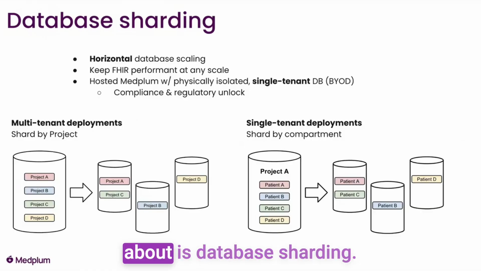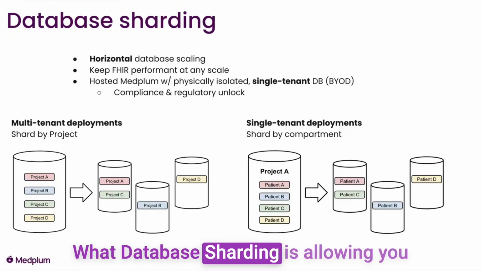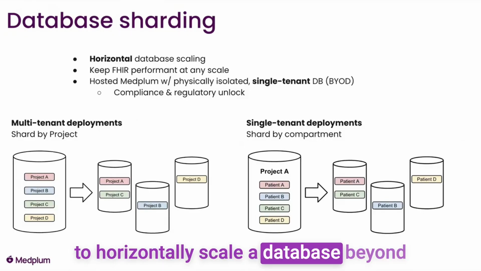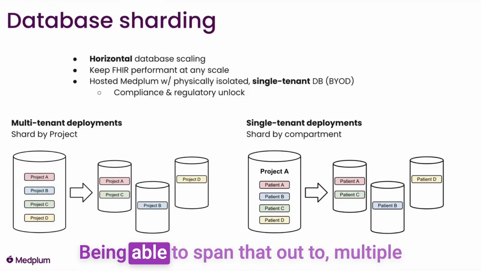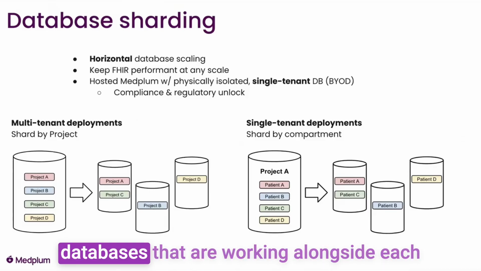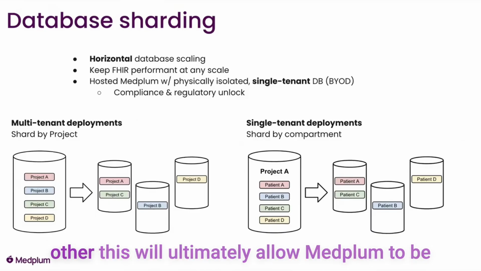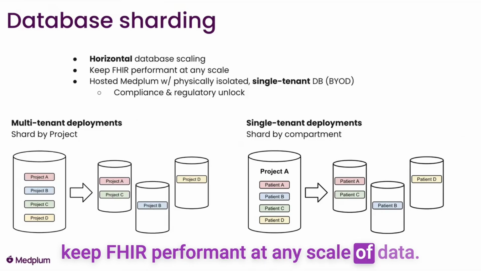The one I'm most excited about is database sharding. Database sharding allows you to horizontally scale a database, beyond just vertically making it a bigger, more powerful single database instance, by being able to span it out to multiple databases that are working alongside each other. This will ultimately allow Medplum to keep FHIR performant at any scale of data.